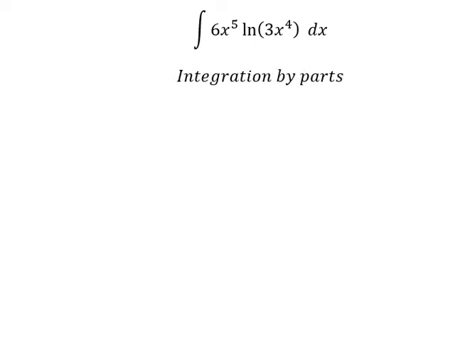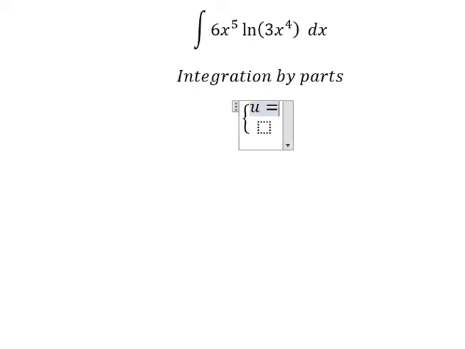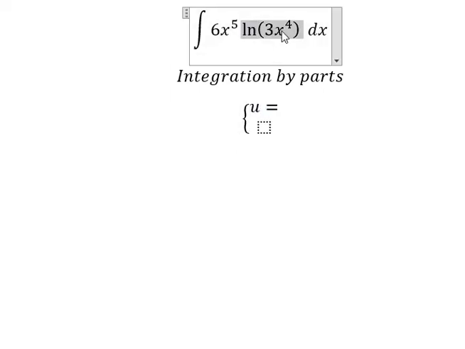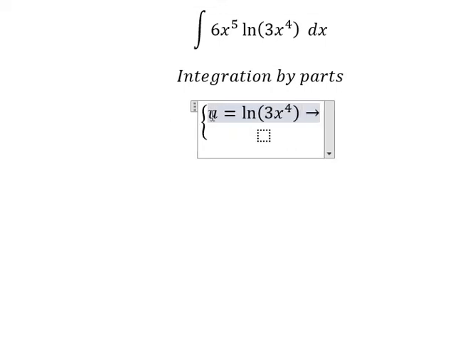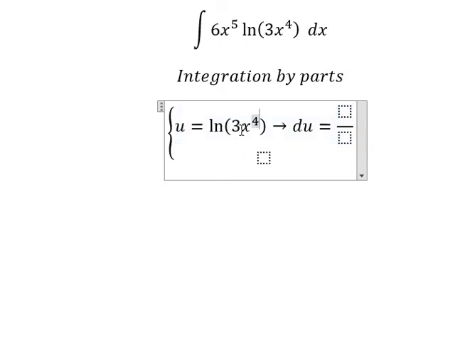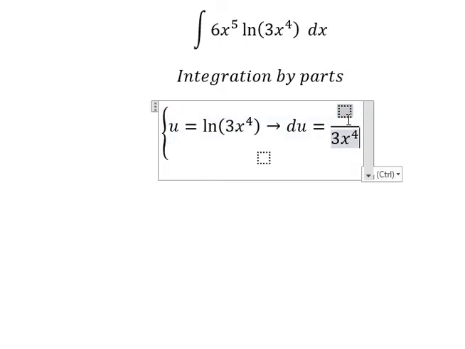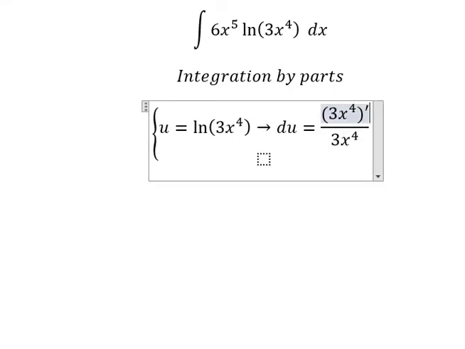So I need to put u equals ln of 3x to the power of 4. Later, we need to do the first derivative for both sides. First derivative of this one, we keep 3x to the power of 4 on the denominator. Later, we need to do the first derivative on the numerator.